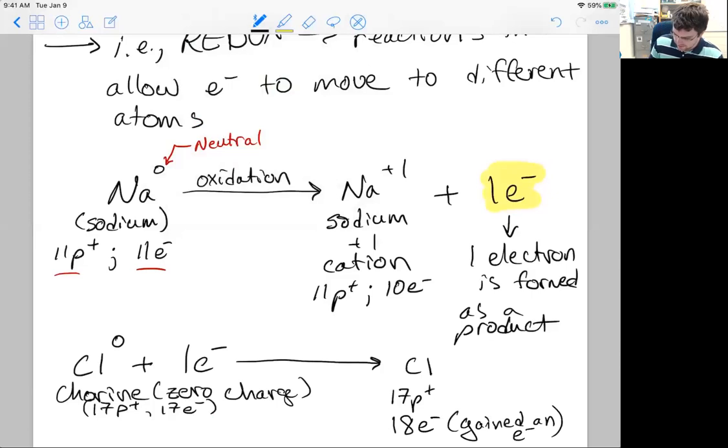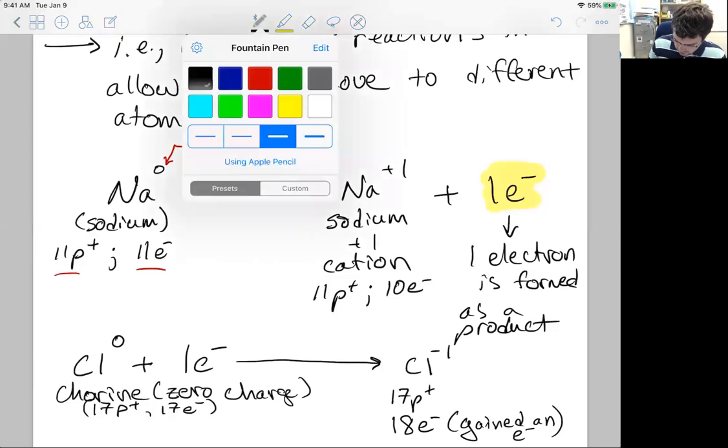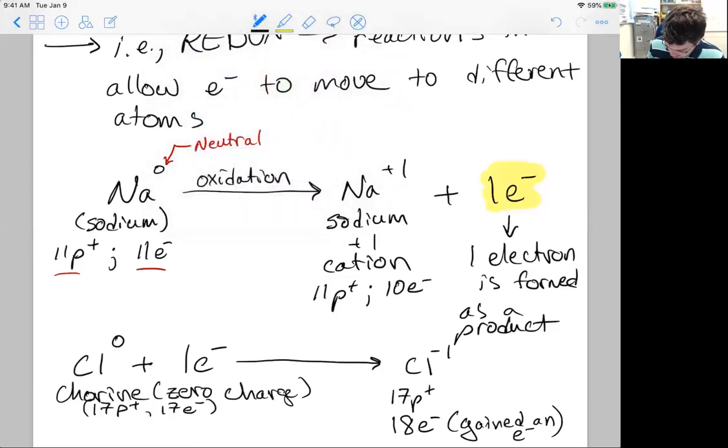Gained an electron. And as a result, we now have a charge of -1. This is a new chemical process, whereas before we were looking at oxidations, we are now looking at reductions. And reductions give rise to anions.